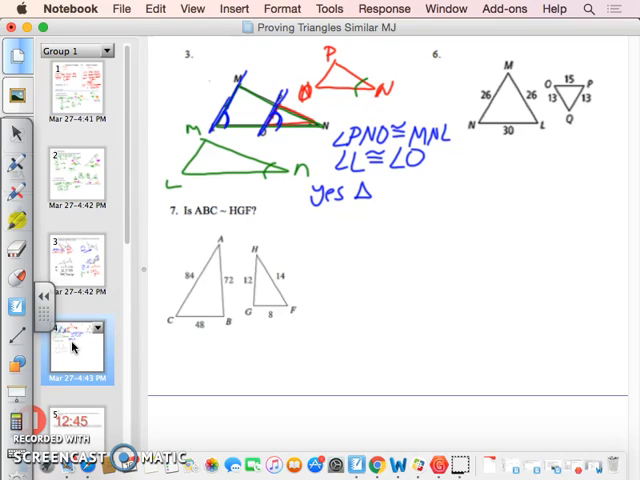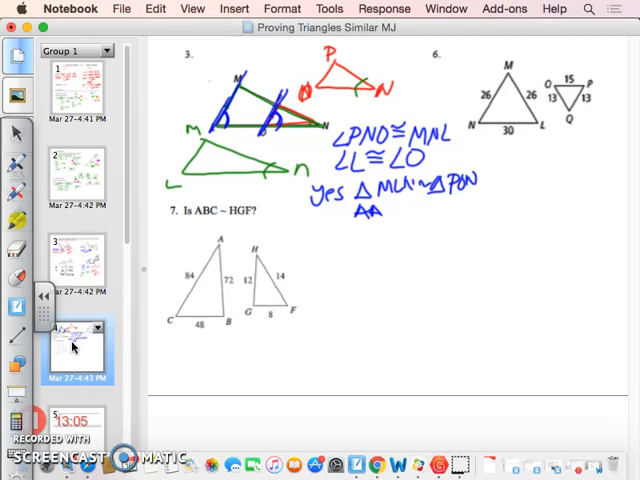triangle MLN is similar to triangle PON because of angle-angle. All right, let's look over here.